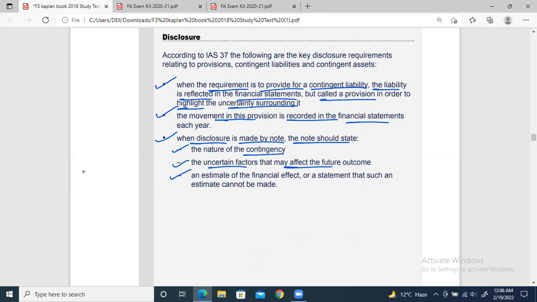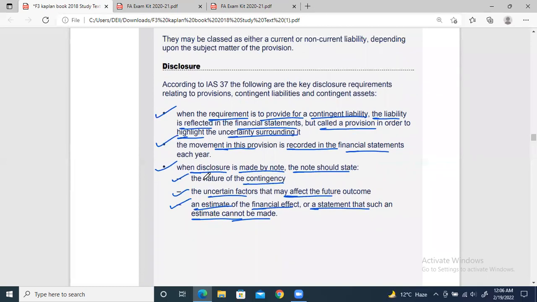Then thirdly, an estimate of the financial effect, or a statement if such an estimate cannot be made. So the worst case scenario, what we need to do is tell the financial effect, how much decrease it will bring to our profits during the next year if any bad result is given by the court that is not in favor of the company. So all these factors, it's very simple common sense. These are required for the disclosure to the shareholders.